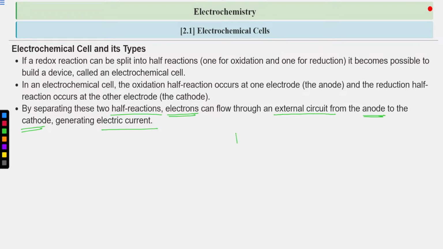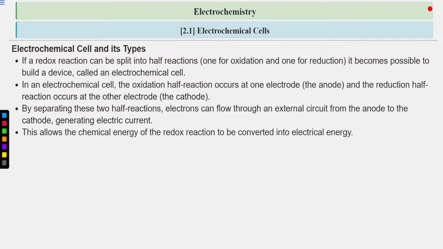If we have an anode here and a cathode here, they are connected with a wire, and the current is flowing from the anode to the cathode. This is the cathode, this is the anode. In the case of an electrochemical cell, the electrons flow through this external circuit from the anode to the cathode, generating electric current.